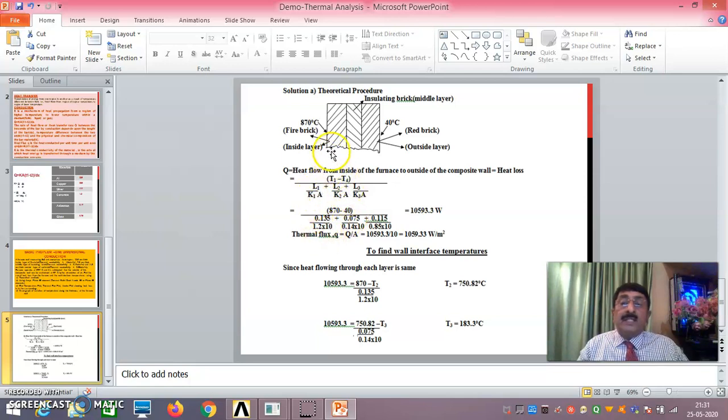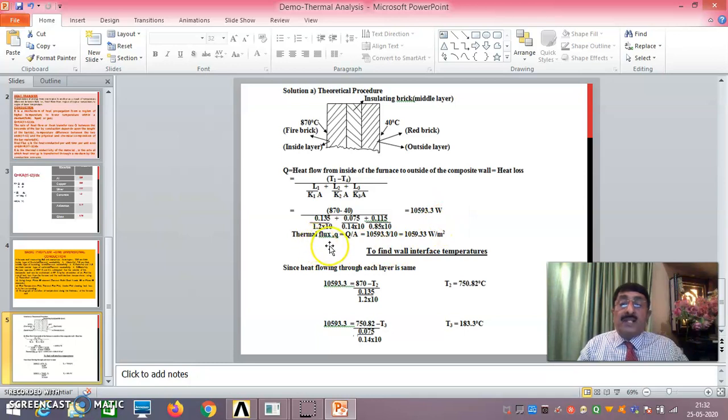L1 is this thickness 0.135 divided by the corresponding thermal conductivity divided by area. That is, area is 5 into 2, that is 10. Next plus L2, this is 0.075 divided by 0.14 into 10. Okay, area is common, plus L3 by K3A. L3 is 0.115 divided by K3 0.85 they have given into 10. This you get it as 10,593.3 watts. Okay, this considering the area.